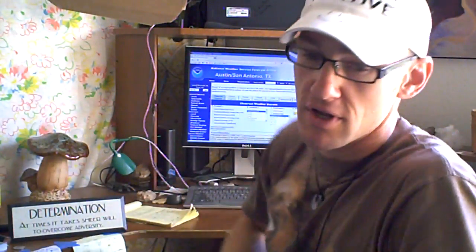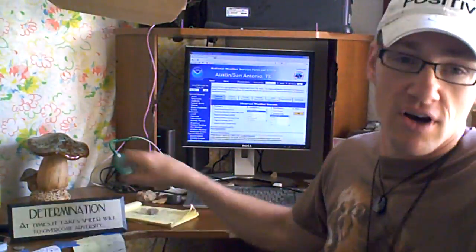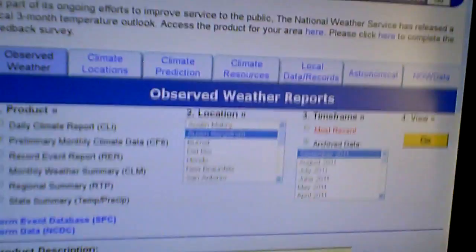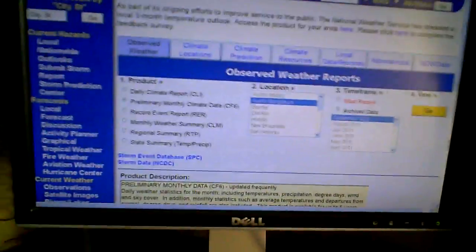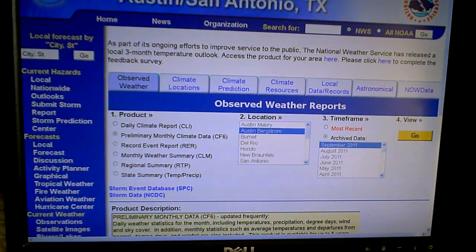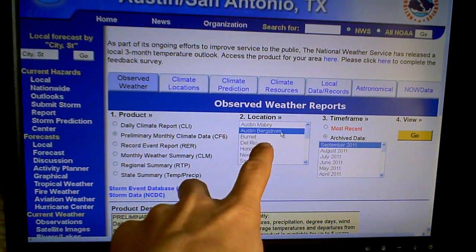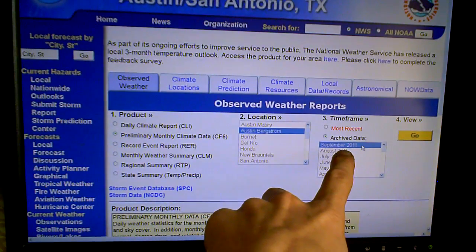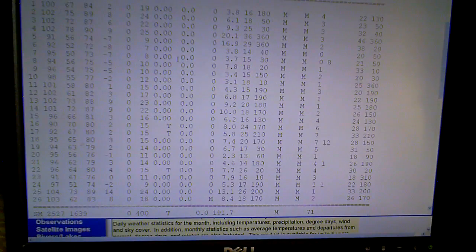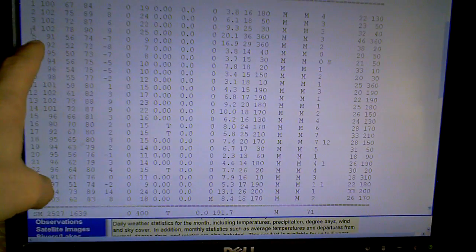Let's do this one first. I have gridded Austin 4 times, but I'm only going to show 3 of them here. The first one was different. Okay, so here we are. Weather.gov, CF6 reports, Austin Bergstrom, archive data, September 2011. Go. Okay, so the first date was on the 4th.